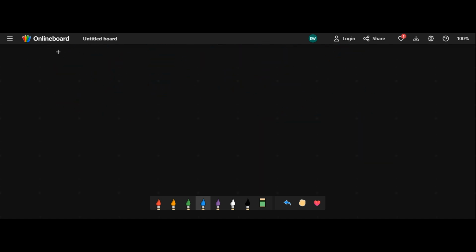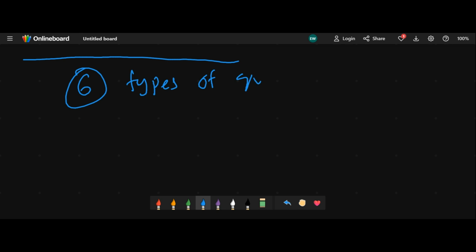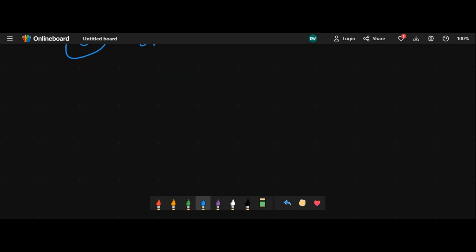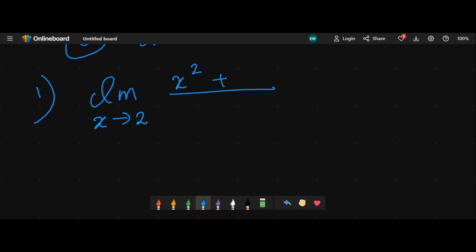Right. So there can be 6 types of questions mainly. It means 6 methods or 6 types of question, whatever. We'll see one by one. First one: limit x approaches 2. We'll put 2. x squared plus 5 divided by x.